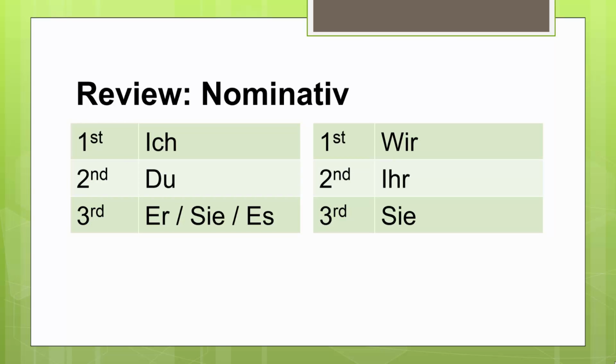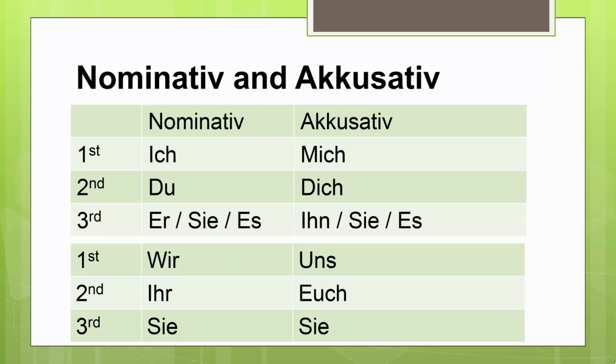Here's the review. You already know these pronouns. They're subject pronouns in the nominative case. You have first, second, and third person singular: ich, du, er, sie, and es. You have first, second, and third person plural: wir, ihr, and sie. Let's add the accusative pronouns to this.